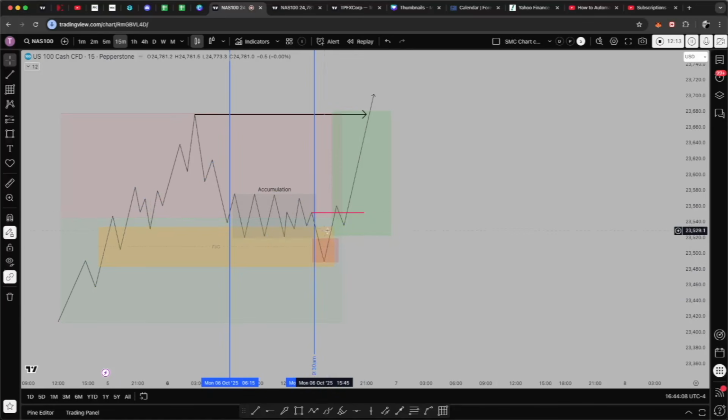After gathering all of this stuff, you're noticing that there is an accumulation, there is a manipulation happening, and there's a strong displacement back up inside the range. It has to be quick. There has to be a strong retracement back inside, right? It cannot just be slow. Sometimes, trust me, you're going to see a very, very slow return.